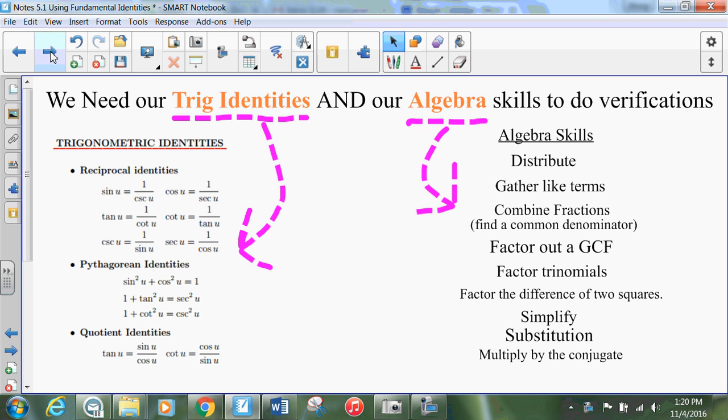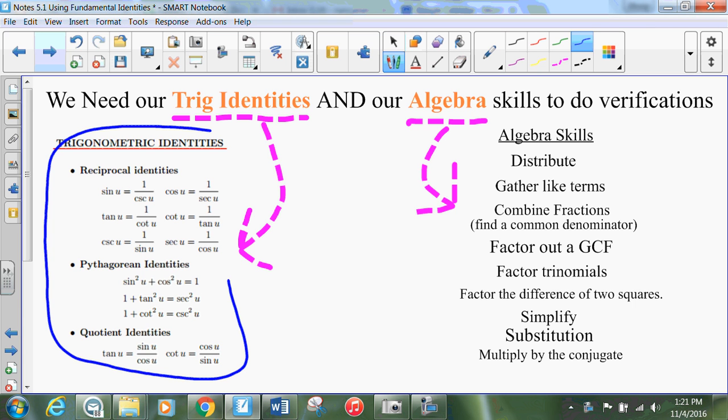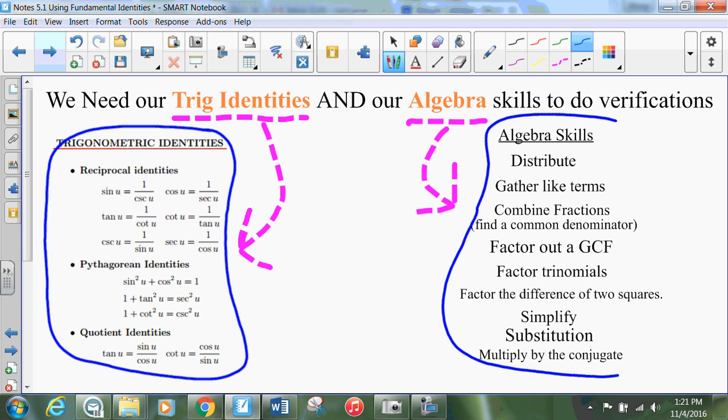We need to have our identities memorized, and we need to be proficient on all of our algebra skills. And so we're going to find that it's much easier to memorize the identities than it is to sharpen our algebra skills. One requires just a willingness to memorize, and the other requires a willingness to make mistakes and learn from them. So what else is needed?